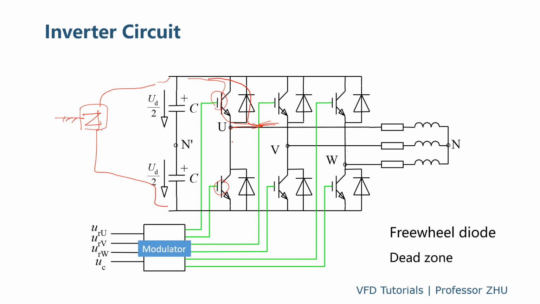During the dead zone, the output voltage is decided by the current. If the current goes this way, through this diode, we get the negative voltage. If the current goes the other way, through this diode, we get the positive voltage.